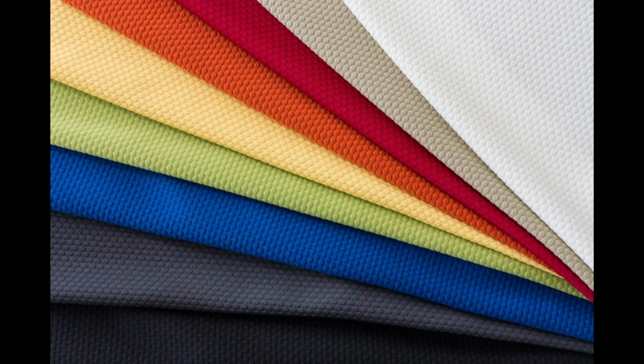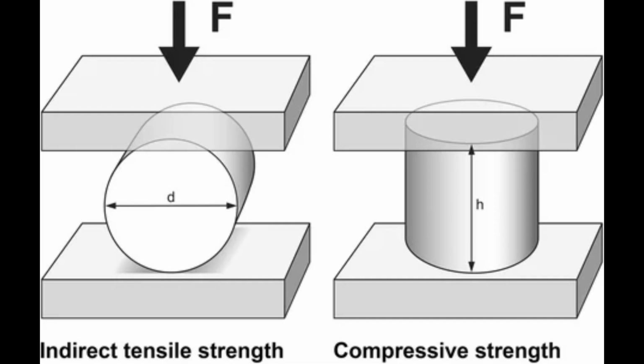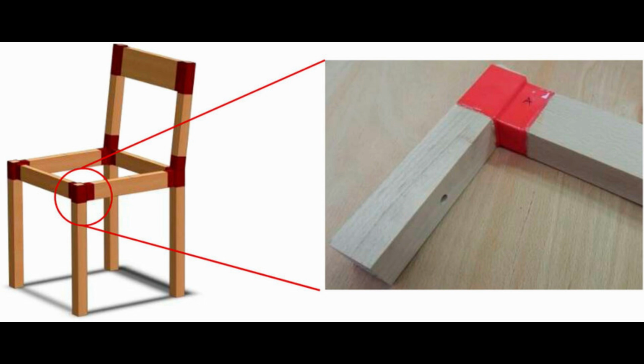Different materials also behave differently under stress. Wooden chairs rely on compressive strength, resistance to being squeezed, and tensile strength, resistance to being pulled apart. Joints are often the weakest point, so glue, screws, or dowels reinforce them.